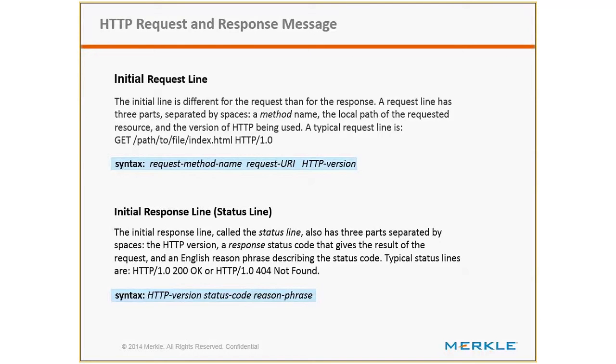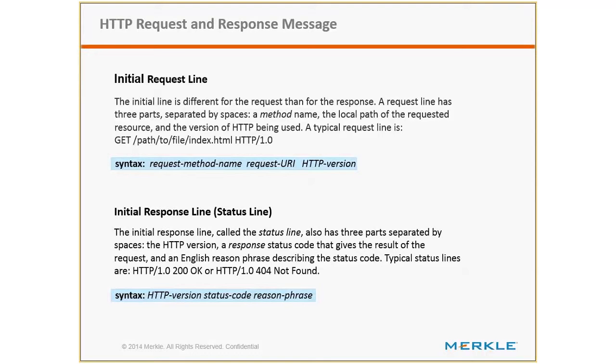Request method name, request URL, and HTTP version. The request method name is the method name used for the HTTP request. And the request URL is the local path of the requested resource. And the HTTP version stands for the version of HTTP being used.